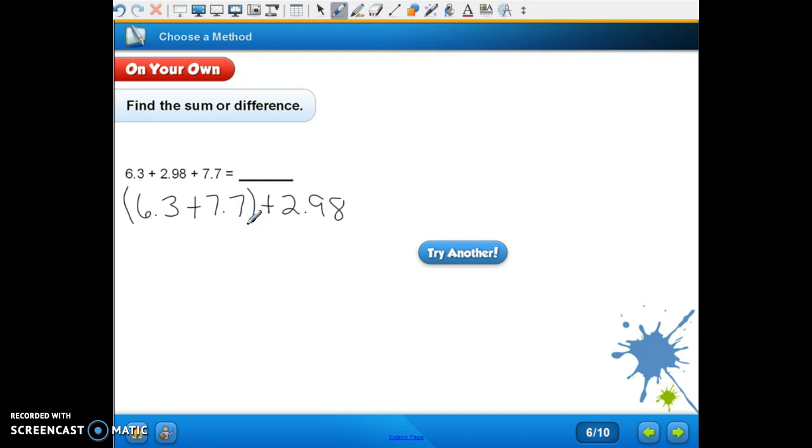So let's group them. And she said 3 plus 7 makes 1 whole. So I would have no tenths. So I would have 6 plus the 1 from regrouping my tenths, so I would have 7 plus 7, which is 14, right? Plus my 2 and 98 hundredths. Well, 14 plus 2 is 16 and 98 hundredths.